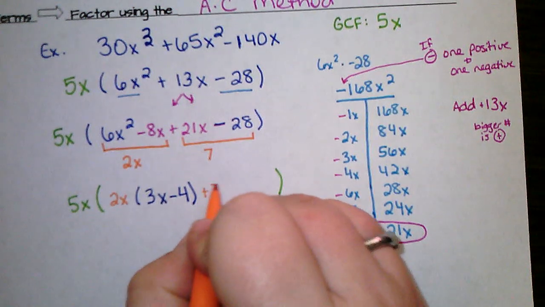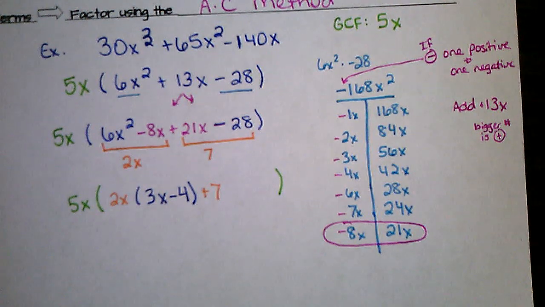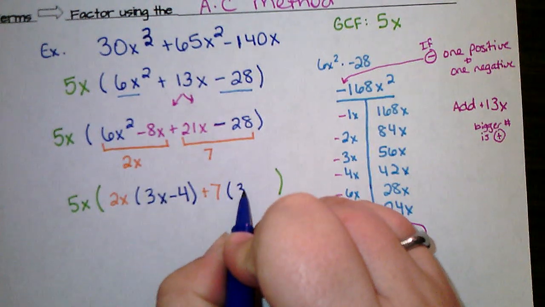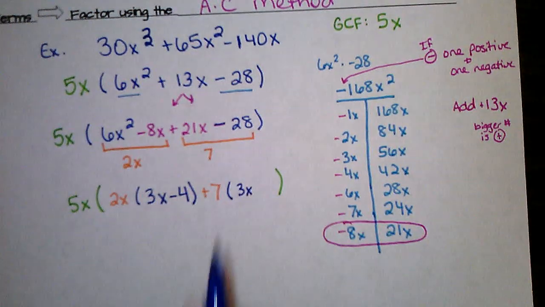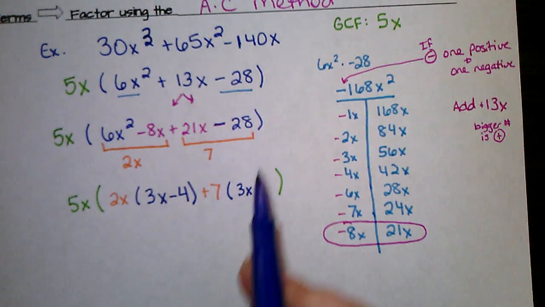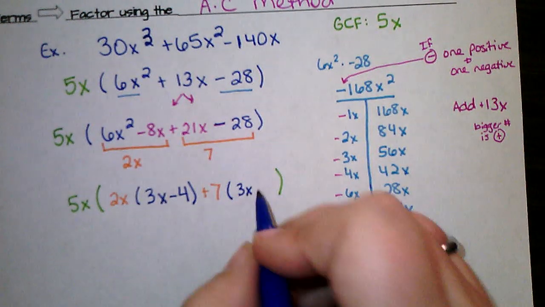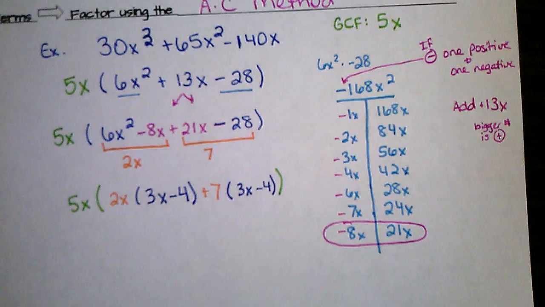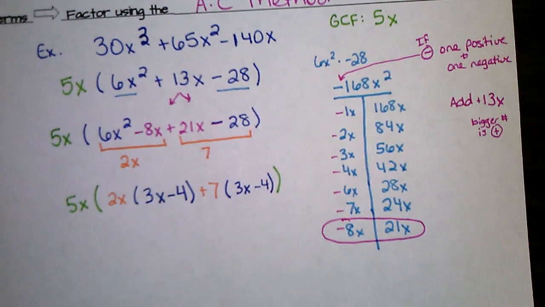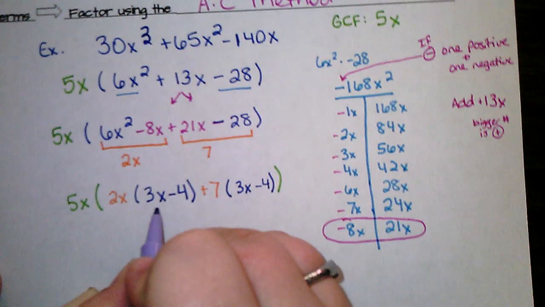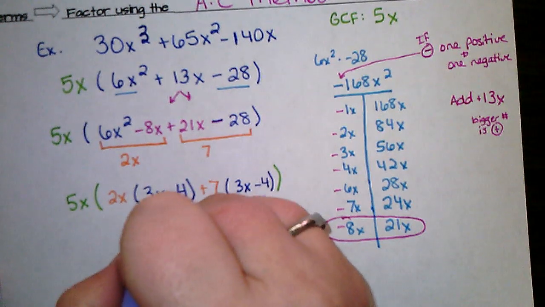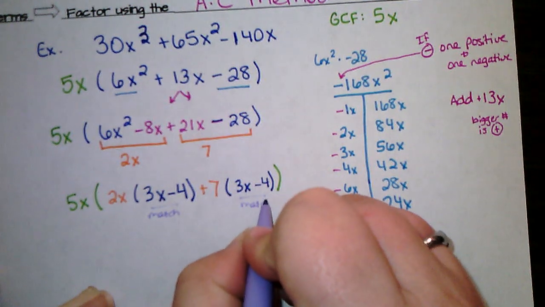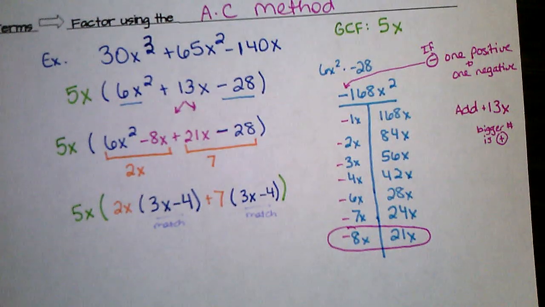Then these ones, I've got a 7 in common. 21 divided by 7 is 3. I didn't divide by an x, so the x stays in there. Negative 28 divided by 7 is negative 4. And then remember that these two inside your parentheses have to match. Those two have to match.